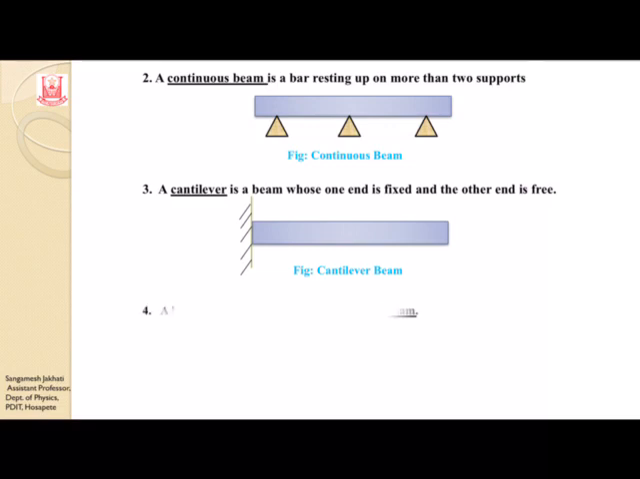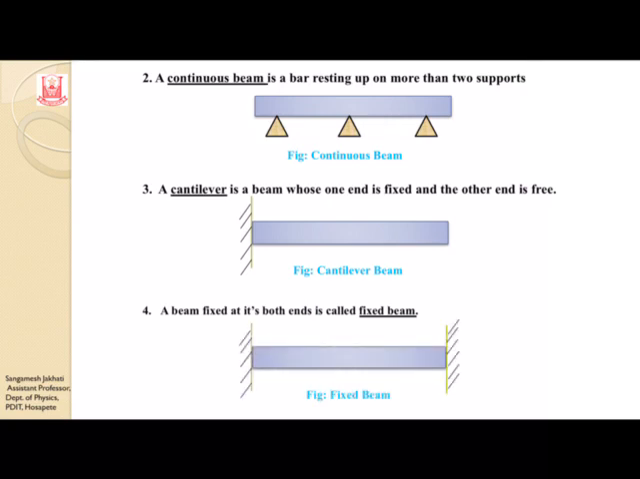So next one is a fixed beam. A fixed beam is a beam whose both ends are fixed. So here in the cantilever only one end is fixed, another end is free, but in the fixed beam that other free end is also fixed here. So here both the ends are marked with crossed lines, so that represents the fixed end. So here that beam is fixed here. So these are the different types of beams.